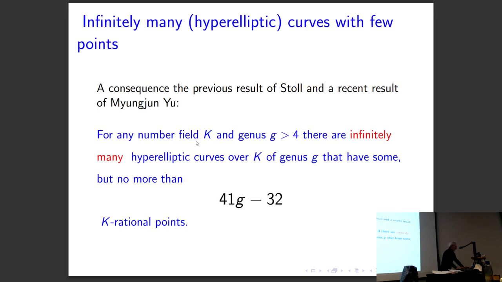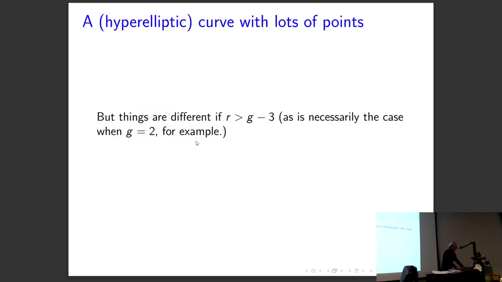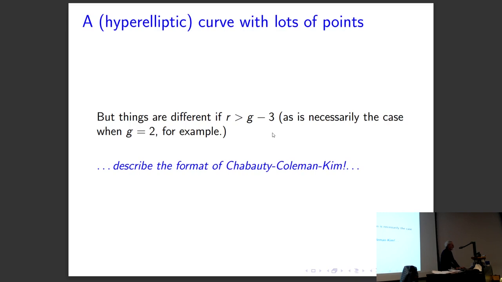Which, of course, is also a staggering bound. But what about hyperelliptic curves with lots of points? If the rank is greater than g minus 3, we have various examples. And I decided not to run through all these examples in this lecture.